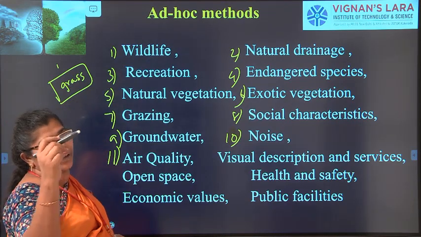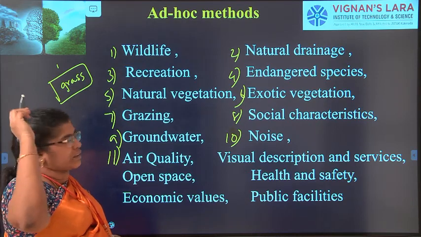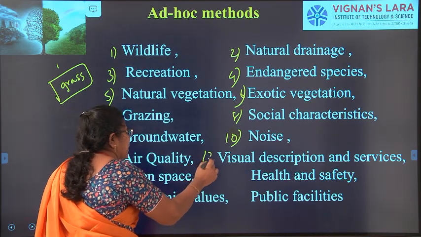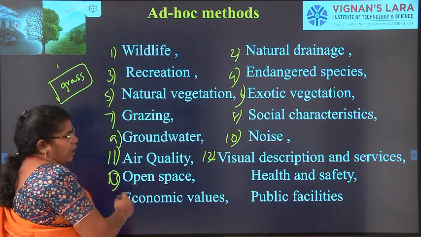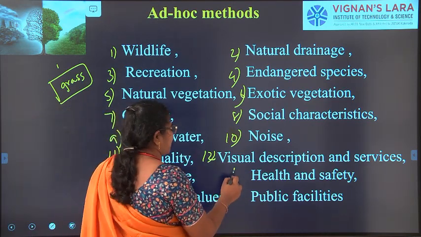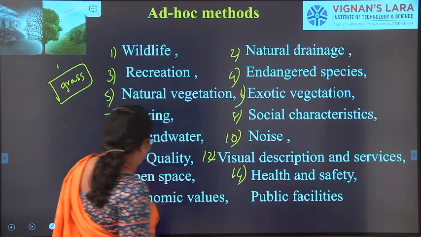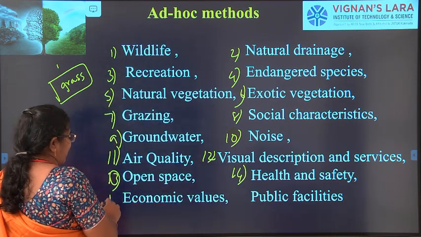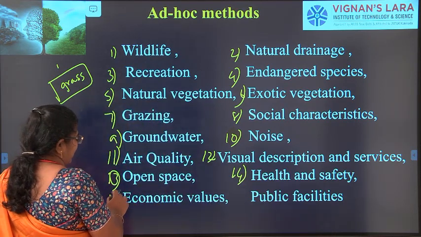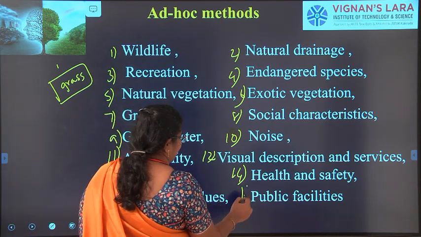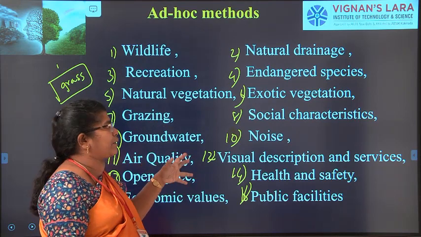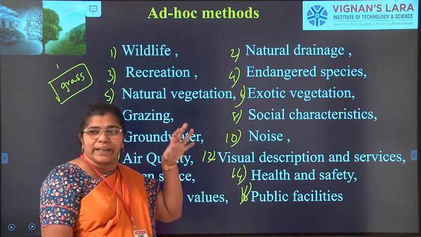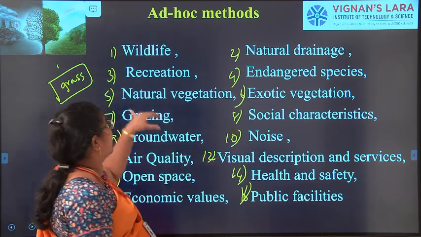The views may be different. This mountain will be lost, like that. It will give some general terms. And open space, how much open space will be affected. And what the health and safety measures of the people living there are, how much they will be affected, and what economic values will be affected, and also it will tell what the public facilities are. These are the 16 points given by the ad hoc method, but it is very random and it is a qualitative method.